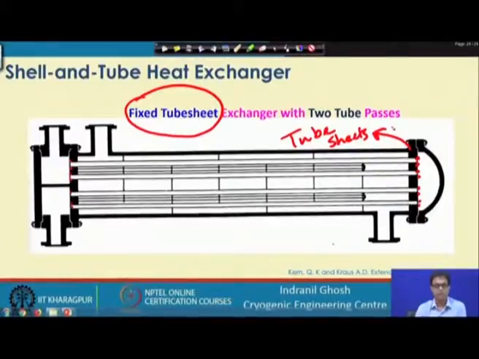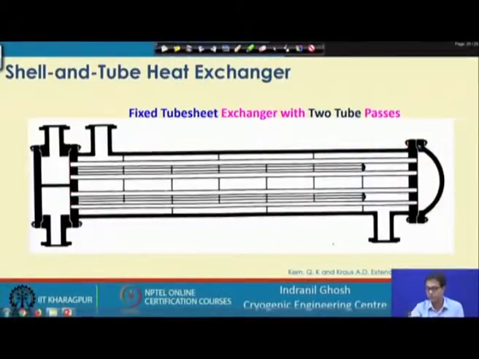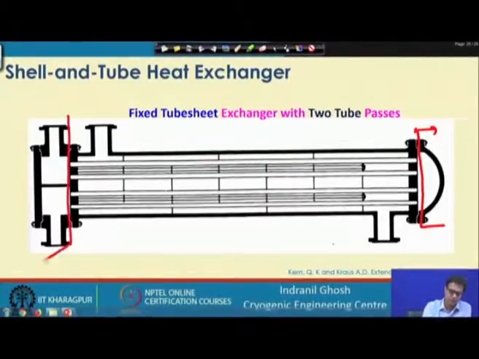So, it obviously gives an advantage in the sense that whenever we remove these 2 ends, if we unbolt this part, you can understand that these tubes are now exposed, and if we have any kind of scaling formed inside the tubes, we would be able to physically clean them.